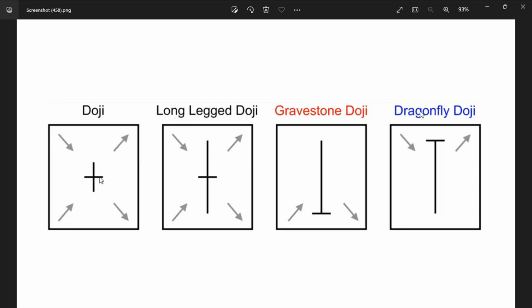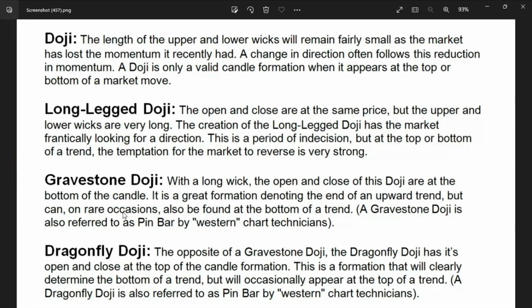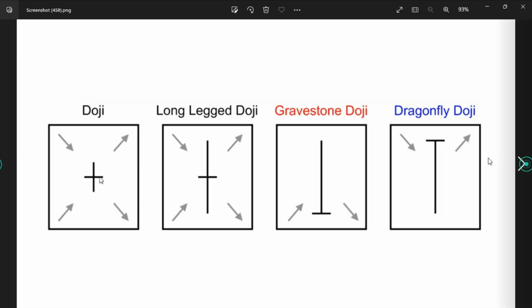Now we have the dragonfly, which I've explained previously. The dragonfly is the opposite of the gravestone. So here is the same thing. When the market is in a downtrend and you get this, it will also push up. It will trigger a bullish trend. So in all these candles, we have the bullish movement, and we also have the bearish movement in these three candles.